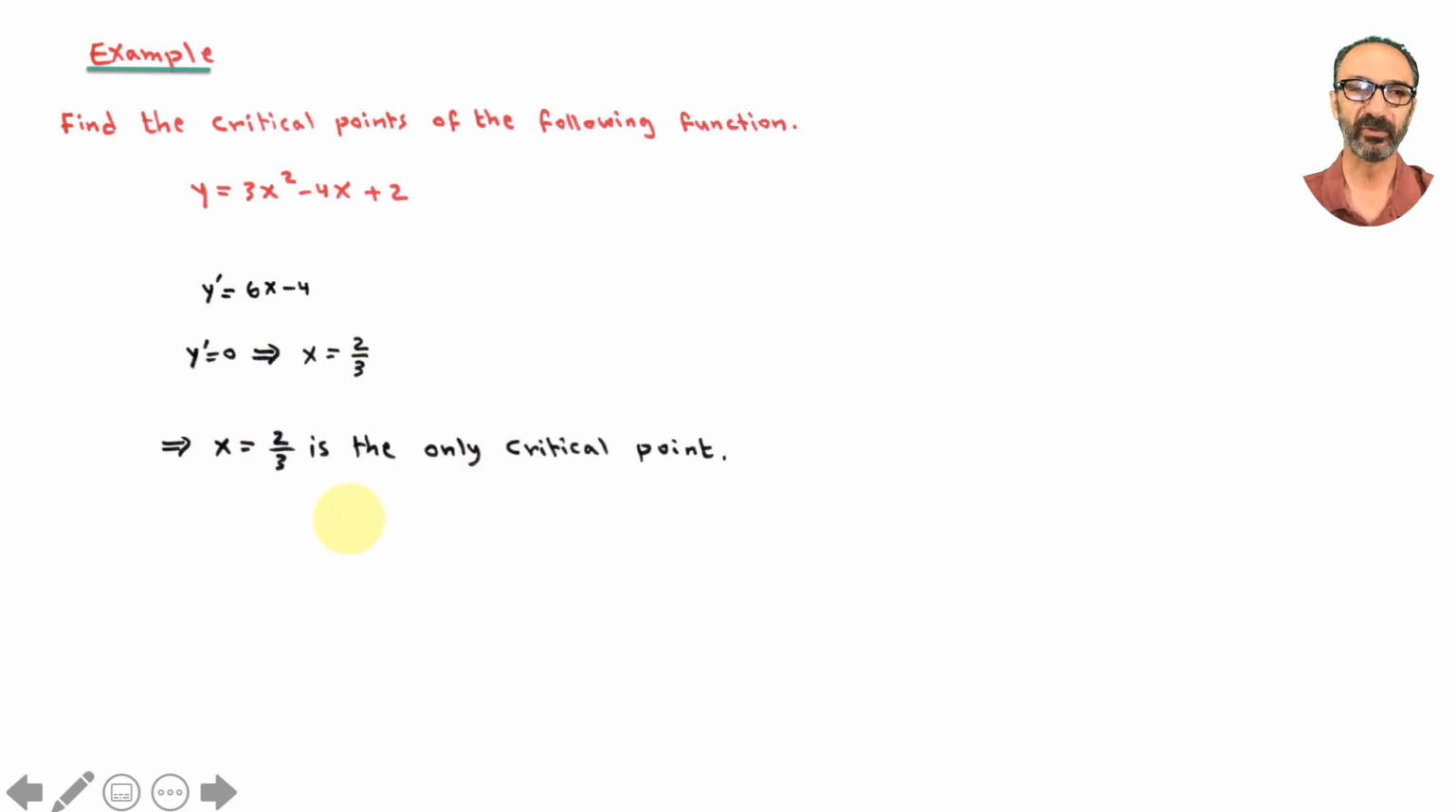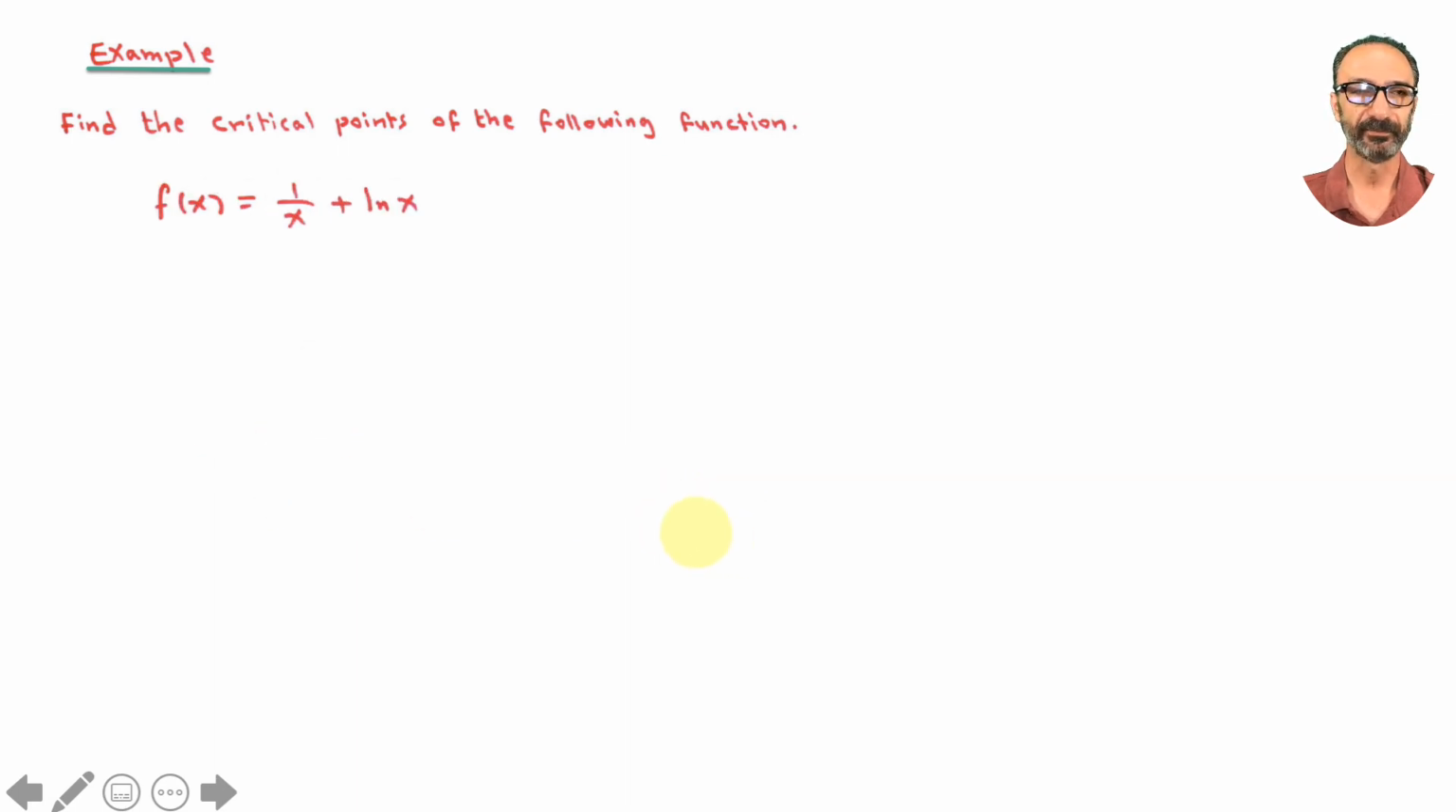So x equals 2/3 is the only critical point, because this is a parabola that is defined on all real numbers. They're not telling me that I'm defining it only from 1 to 5, so I don't have endpoints to worry about. Inside, f prime exists. It's not like it doesn't exist. And 2/3 is the answer.